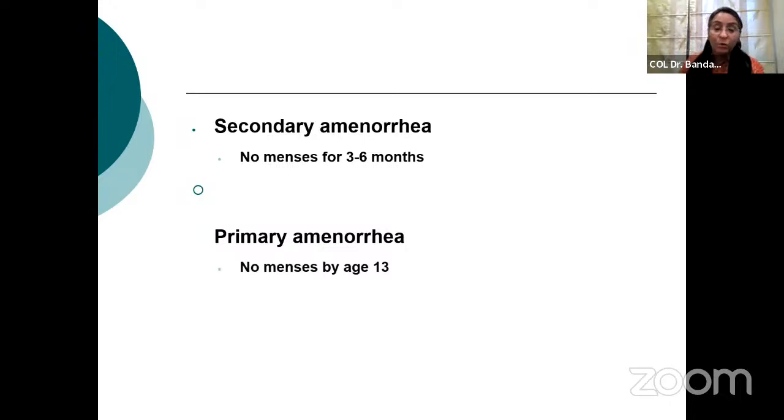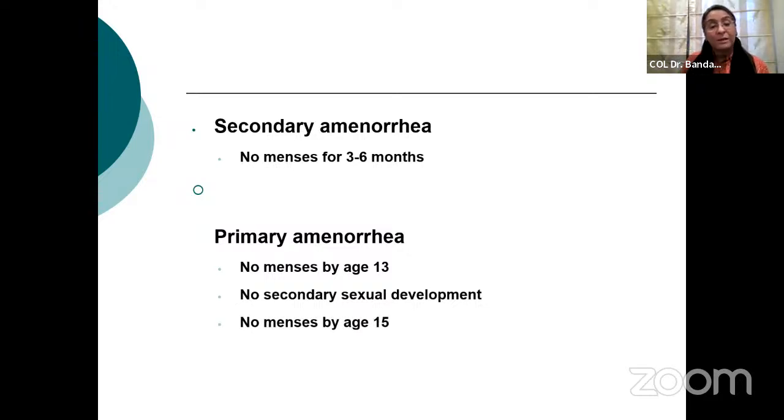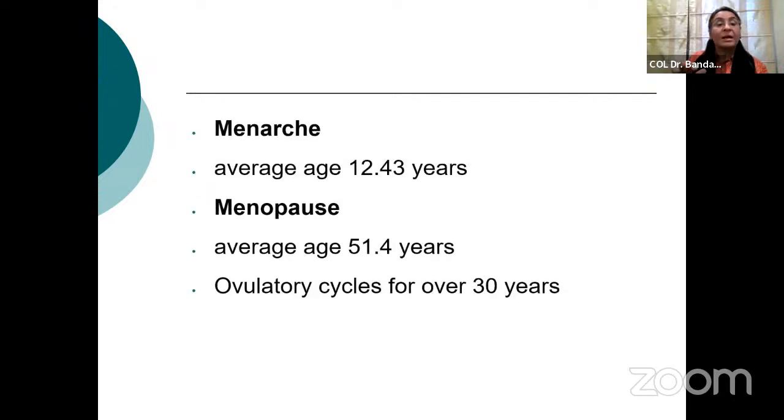That means there are no periods in girls by the age of 13 with no associated secondary sexual characters. However, if there are no periods by the age of 15 even with associated secondary sexual characteristics, this is also labeled as primary amenorrhea. So both are two different things because the underlying causes are different and the evaluation is different. These are just basic terminologies.